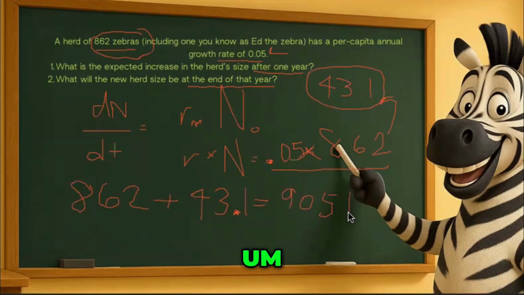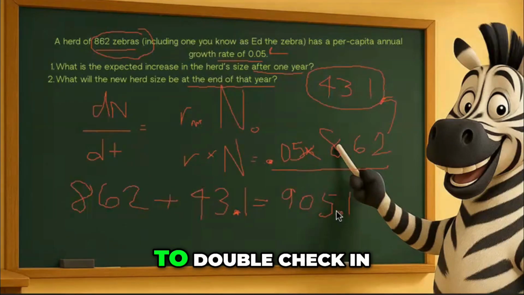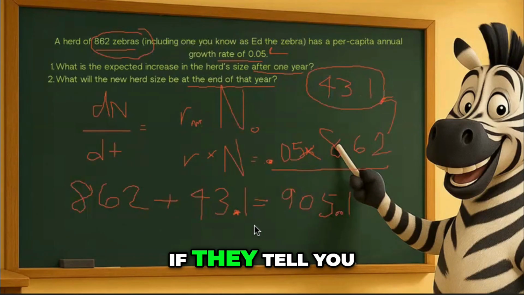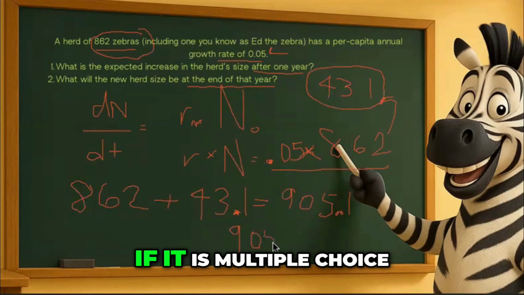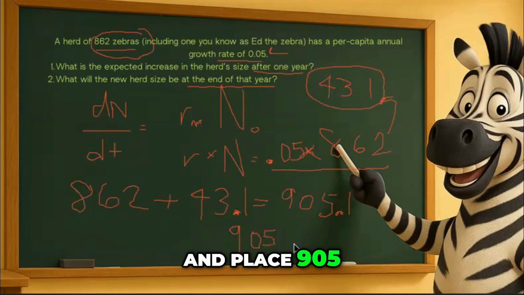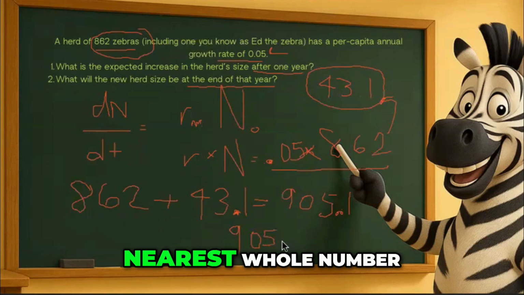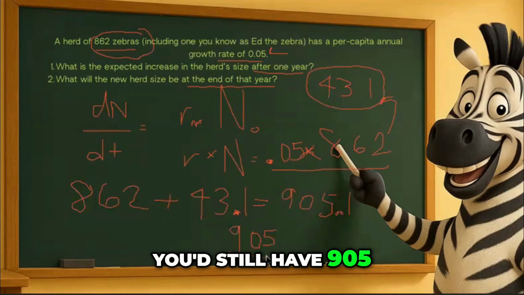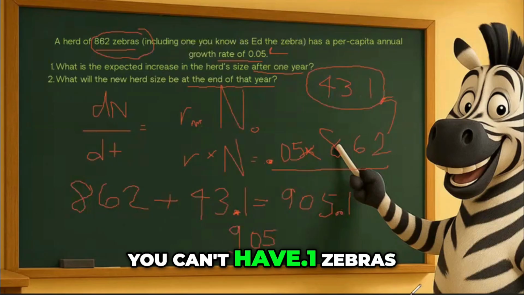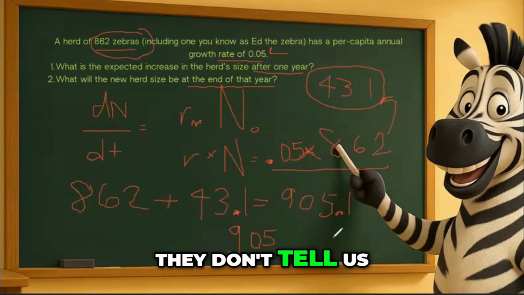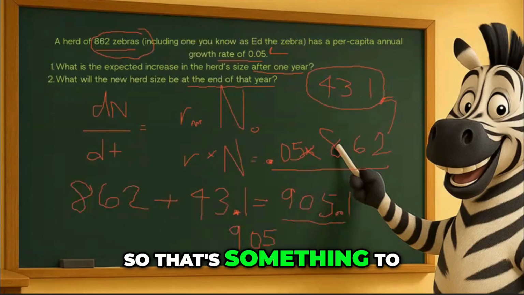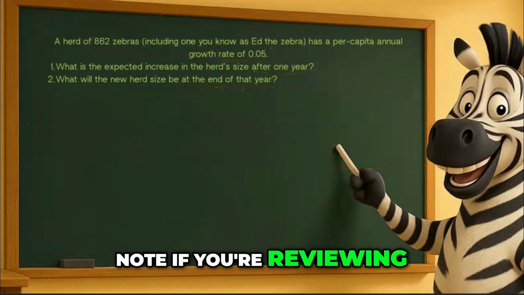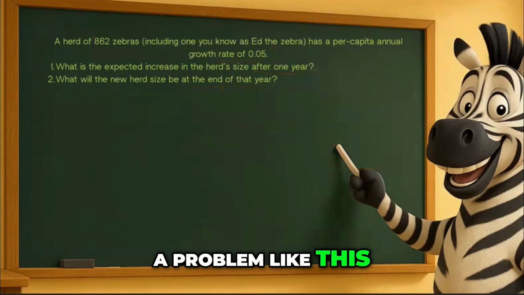905.1. You would have to double check in the problem to see if they tell you to round up or round down. If they don't, you can look at your multiple choice options, if it is multiple choice, and pick 905. If they tell you to round to the nearest whole number, you'd still have 905, because you can't have 0.1 zebras. But in this case, they don't tell us to round, so we could keep the value the same way. So that's something to note if you're reviewing a problem like this.